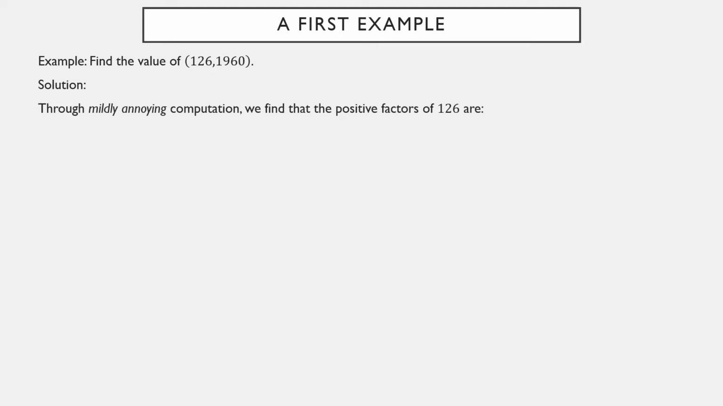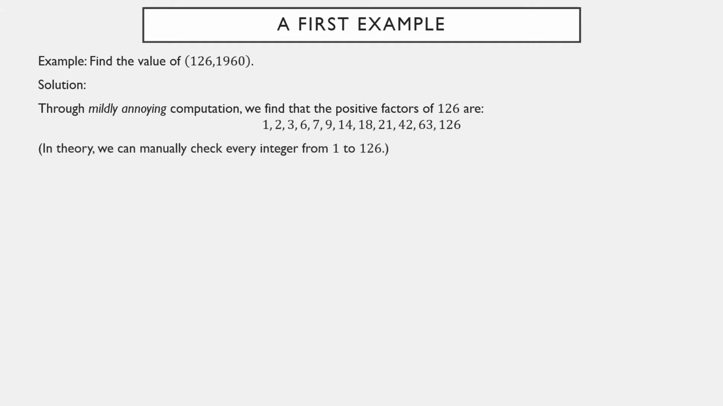Well, if we do a whole bunch of tedious computation, we can find that the positive factors of 126 are the following list. In theory, what you would do is just check, using the algorithm we already have, is one number a factor of the other? Is 1 a factor? Is 2 a factor? Is 3 a factor? Is 4 a factor? Etc., etc. Run that algorithm 126 times, and here are the numbers that are in fact factors of 126.